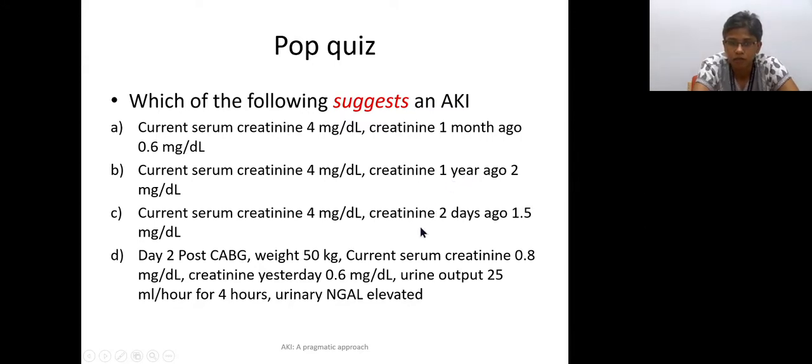This is definitely an AKI because within 48 hours, it's more than doubled. And here, it doesn't fulfill the classic criteria. So it's moved by 0.2. Urine output has only been low for 4 hours, but there is a biomarker being positive. So if you subscribe to the latest classification, this would be a very early stage of acute kidney injury.